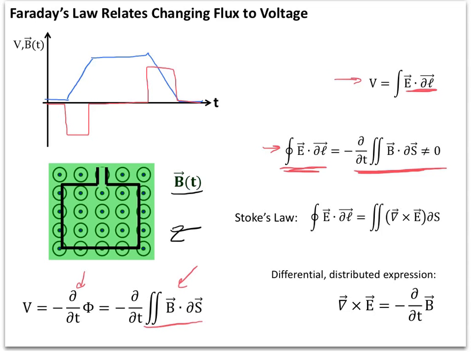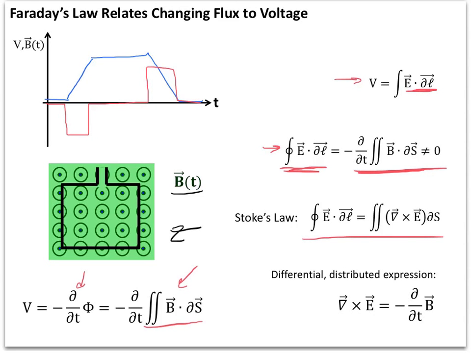Now, we know we don't always like to work with integral expressions. When you're given a particular geometry, integral expressions are great, but when you have a more distributed field, you like to use differential expressions. They're much easier to calculate. And this is where Stokes' law comes into play. Stokes' law says that a vector field measured around its perimeter is equal to the integral of the curl of that field over the area that the loop creates. There's Stokes' law right there.